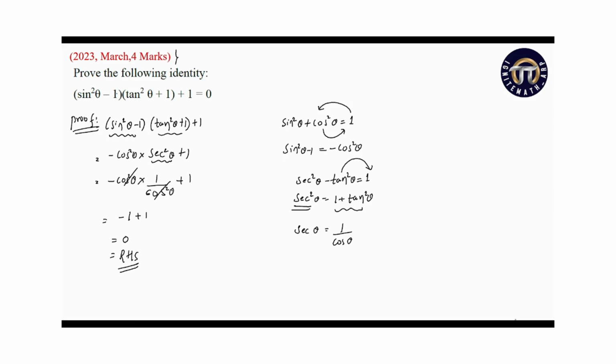So again I'm going to tell you how the marks are distributed over here. First of all, using this identity, expressing sin square theta minus 1 as minus cos square theta will give you 1 mark. Writing this identity, tan square theta plus 1 in terms of secant square theta, will give you 1 mark, and cancellation of this will give you 1 mark, and arriving at RHS will give you 1 mark, and 1 mark will be given either for writing this identity or for writing this identity. So totally 4 marks are given, right?